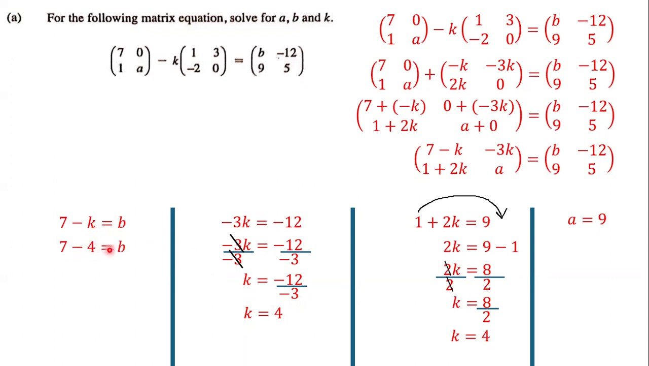And 7 minus 4 is equal to B. What is 7 minus 4? Well, 7 minus 4 is definitely 3. So that means that B is equal to 3. So we have B is equal to 3, K is equal to 4, and A is equal to 5. And that's the answer to this question.